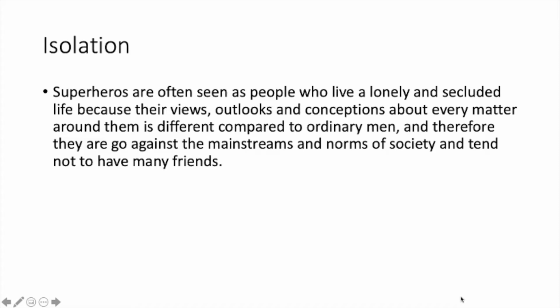So, with that in mind, with the fact that their views and outlooks on things are different, they often go against the mainstream way of thinking, and they go against the norms of society, the things that you would expect people to follow, the rules, the regulations that people follow. These superheroes go against them. So therefore, they don't tend to have many friends or people around them because of that reason.